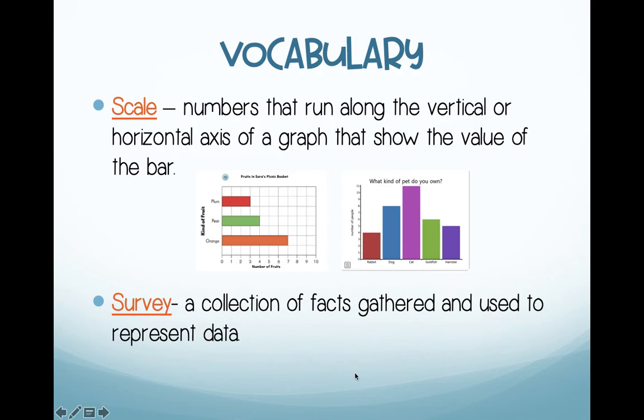Finally, boys and girls, a survey is a collection of facts gathered and used to represent data. So boys and girls, how can we create a bar graph? We have to collect data somehow, right? Data, which means information. And the best way to collect information is to conduct a survey.